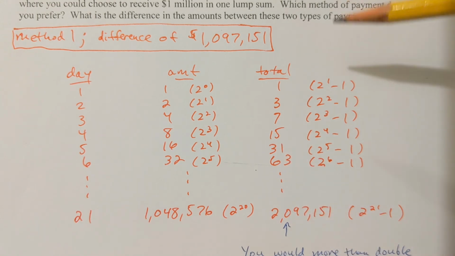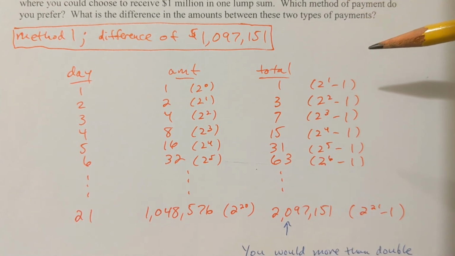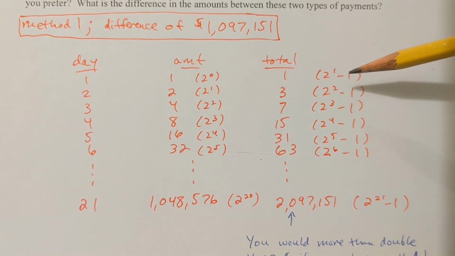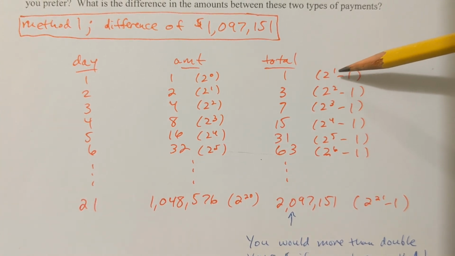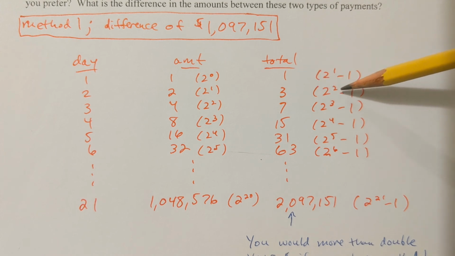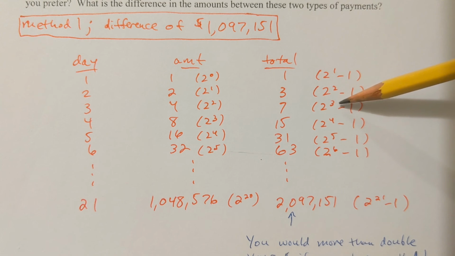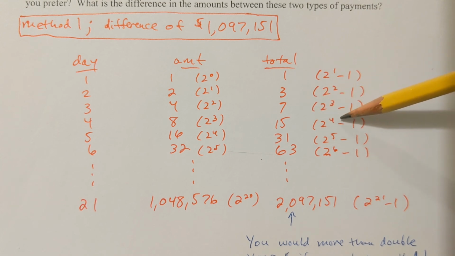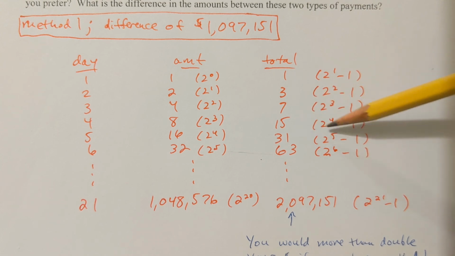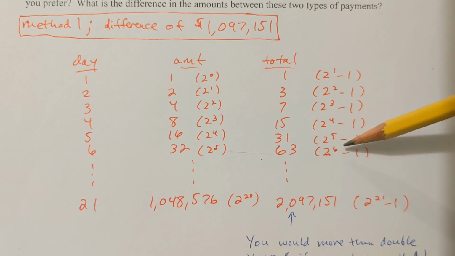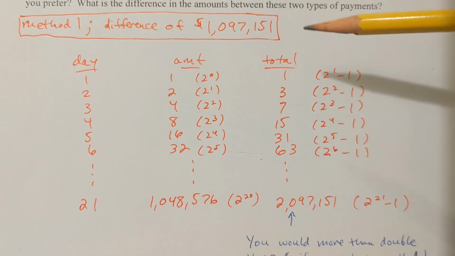Okay. So what I've got going on here is basically powers of 2 minus 1. So 2 minus 1 gives me 1. 2 squared is 4. Minus 1 gives me 3. 2 to the third is 8. Minus 1 gives me 7. 2 to the fourth is 16. Minus 1 gives me 15. 2 to the fifth minus 1 gives me 31. 2 to the sixth minus 1 gives me 63.